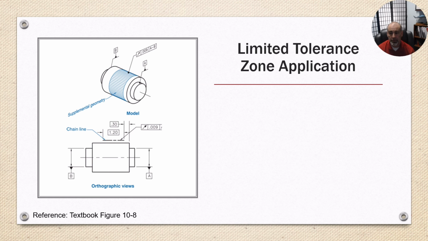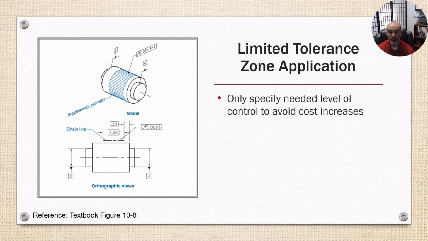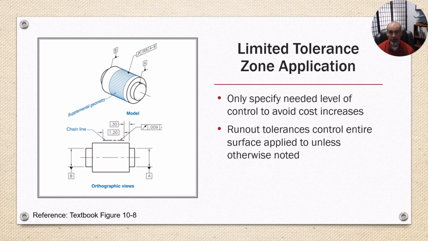Okay, limited tolerance on application. There's a way you can limit the area that you want to be held to the tolerance. Only specify a needed level of control to avoid cost. Runout tolerances control the entire surface applied to unless otherwise noted.